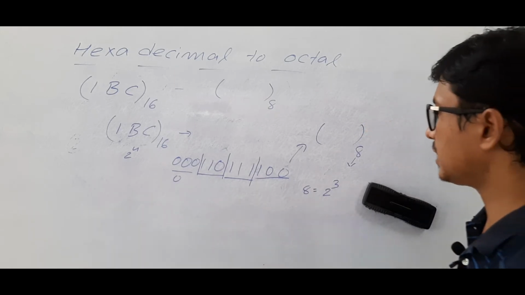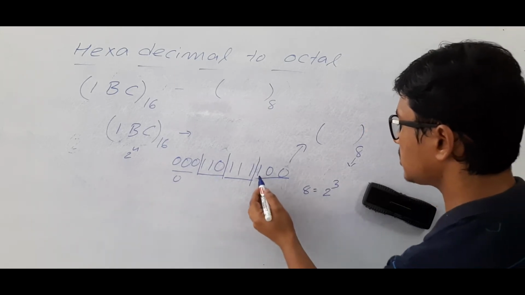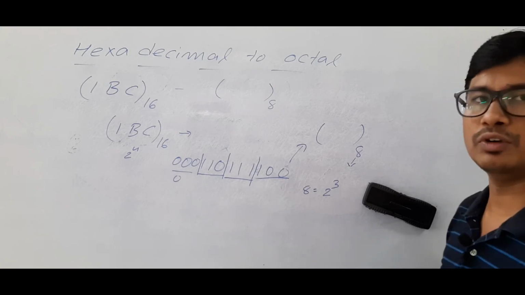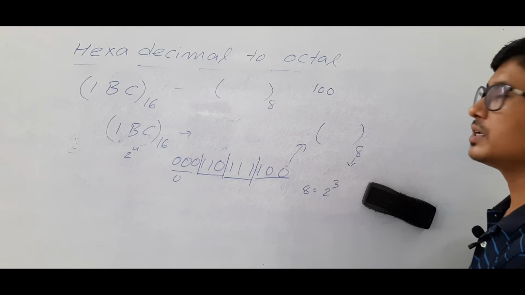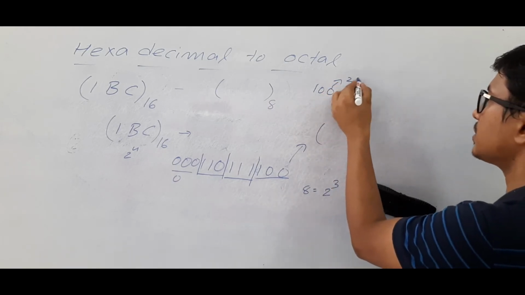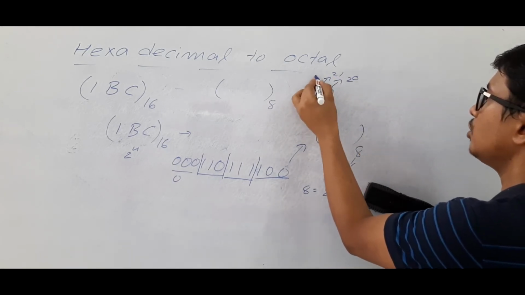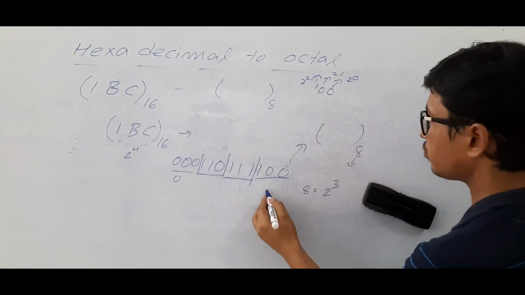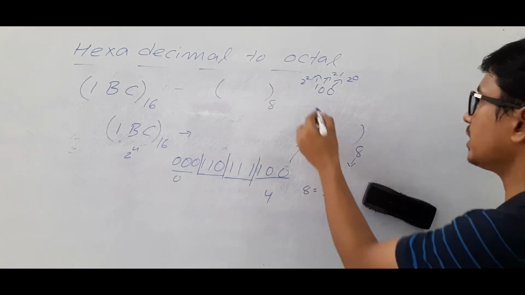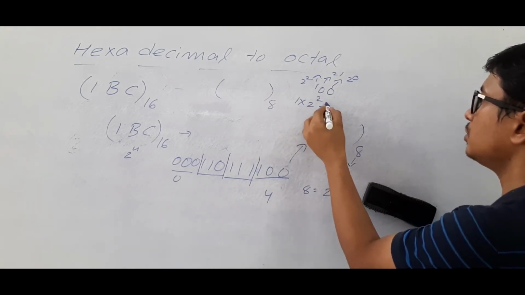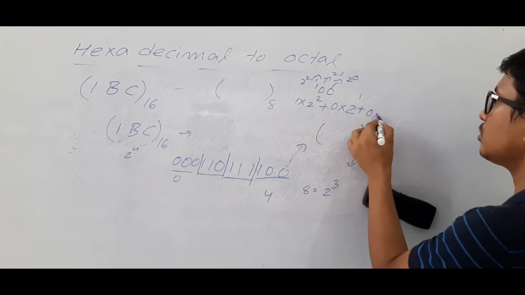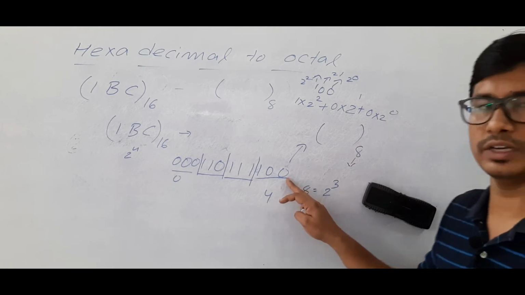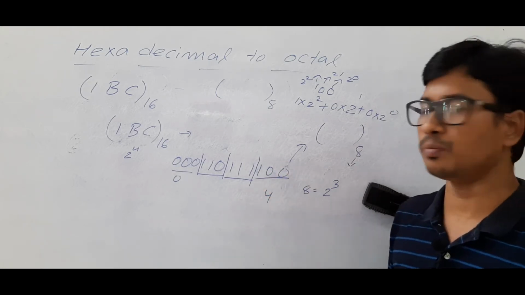Okay, are you able to understand? So now if you take this as a binary number and convert it into a decimal number, what will you get? 100 is nothing but 2 power 0, 2 power 1, 2 power 2. So you will get 4. Are you able to understand? 1 into 2 power 2 plus 0 into 2 power 1 plus 0 into 2 power 0, because the weights are 2 power 0, 2 power 1, 2 power 2.